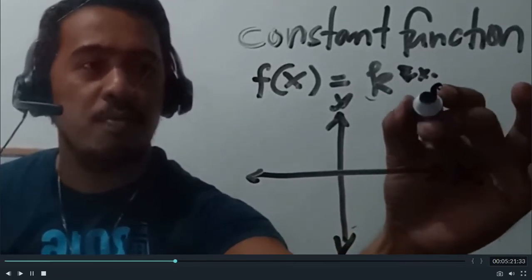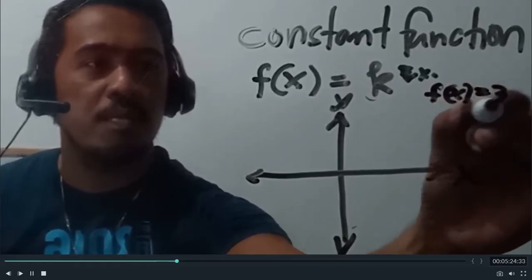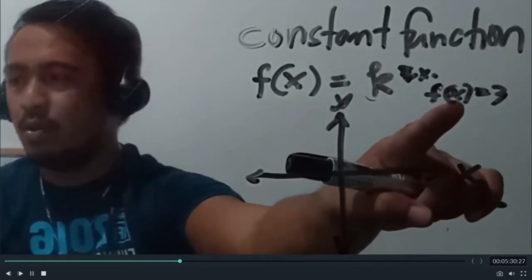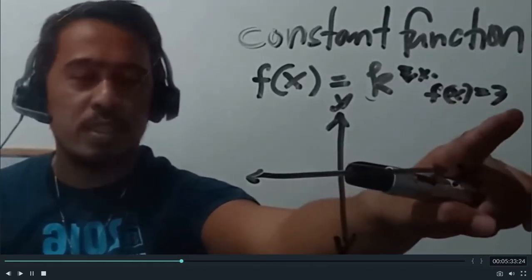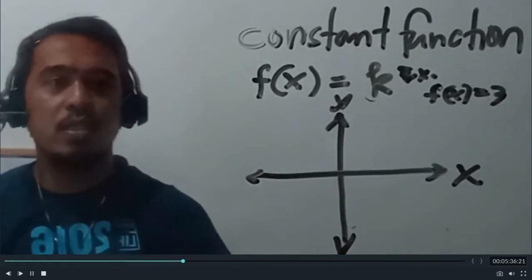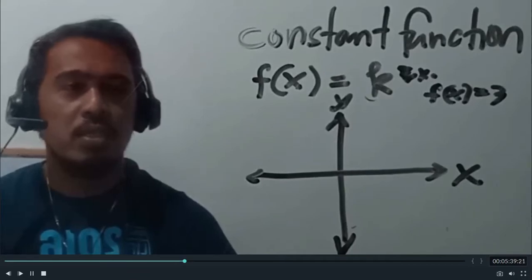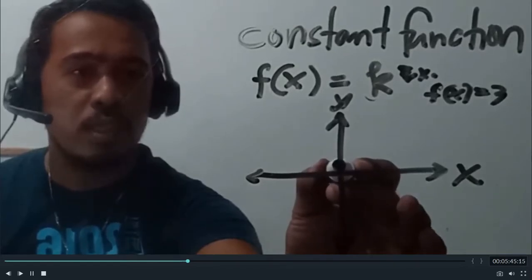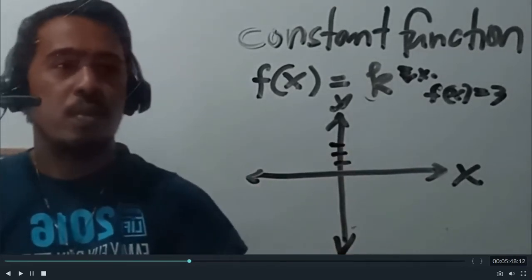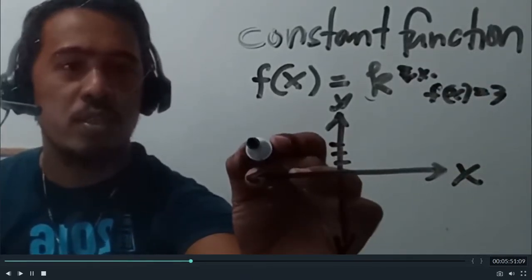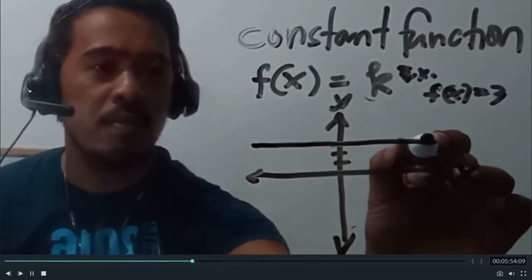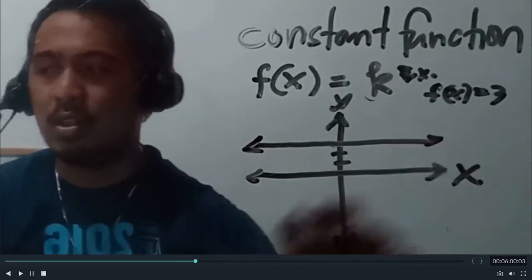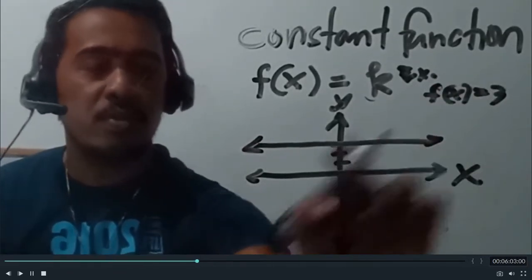F of x equal to 3. So for any value of x that we have, the result is always 3. Y is always 3, or f of x is always 3. So it means the value of y is always constant. So we will just count 1, 2, 3. If this is 3, you will just draw a line along 3 in your y. And this is now the graph of f of x equal to 3.